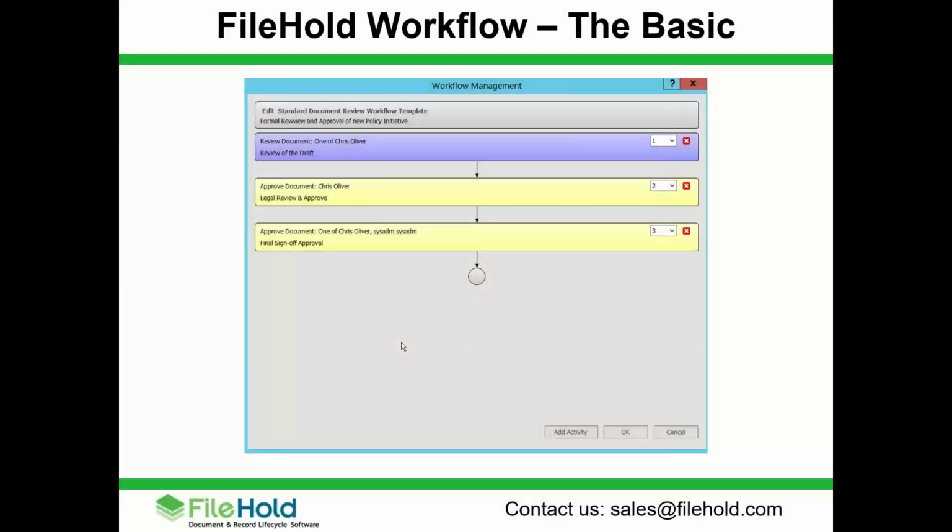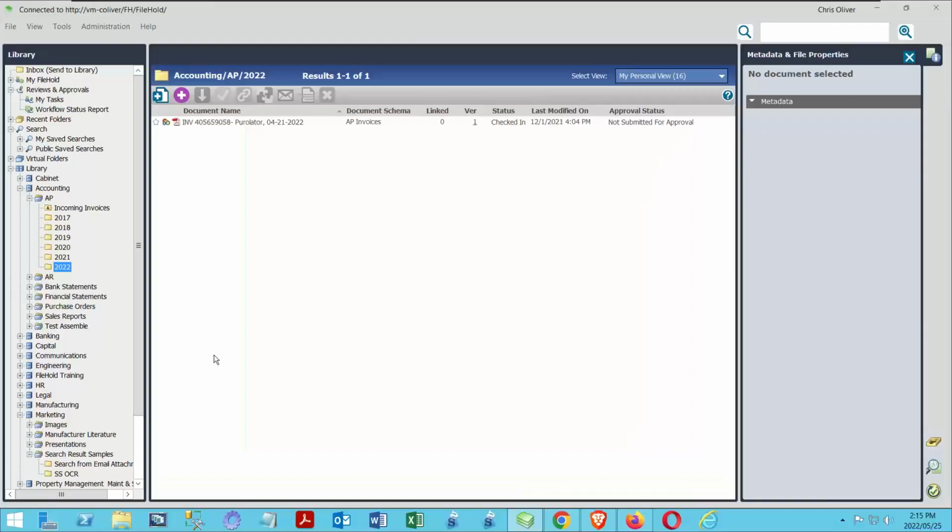So with all that in mind, let's now take a look at constructing a very basic workflow. So I'm going to take us over into my FileHold environment. You'll see over here I've got my desktop application signed in. And you'll see up here I'm logged in as my own name, so I'm the user in this case. And in our scenario, I've added an invoice into the system. So now I need to route this for reviews or approvals.